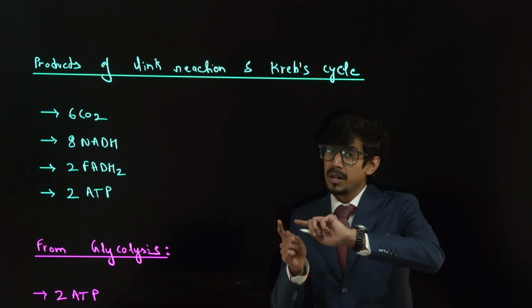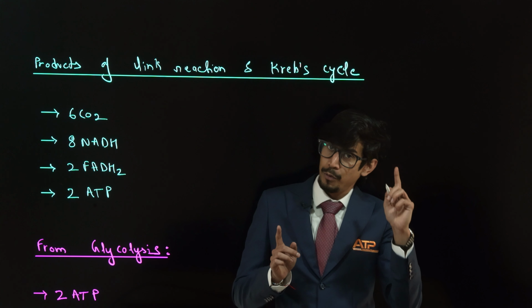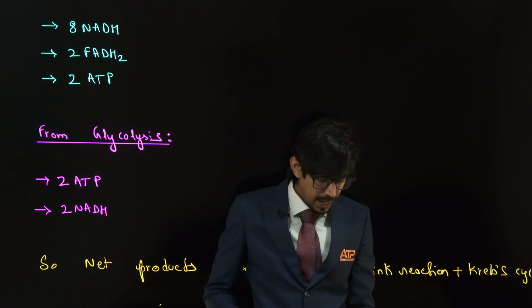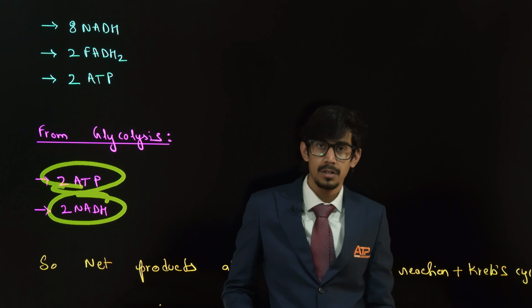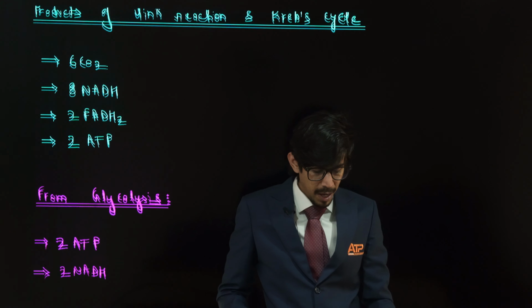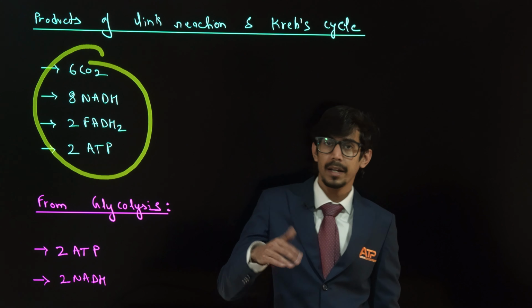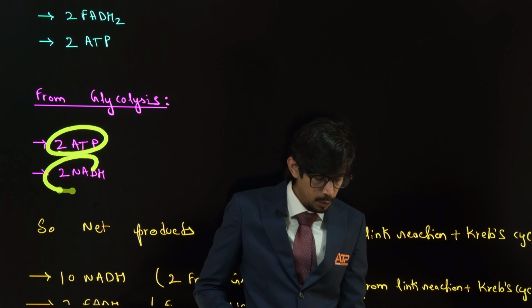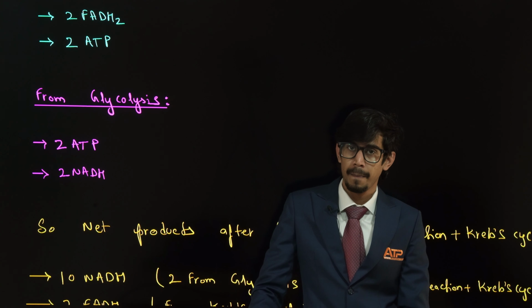Now remember, glycolysis has taken place before Krebs cycle and link reaction. So from glycolysis what did we get? We get 2 ATP, 2 NADH. We got 2 pyruvate as well, but that pyruvate got what? Utilized in the link reaction and Krebs cycle. So net products of glycolysis here are 2 ATP and 2 NADH.